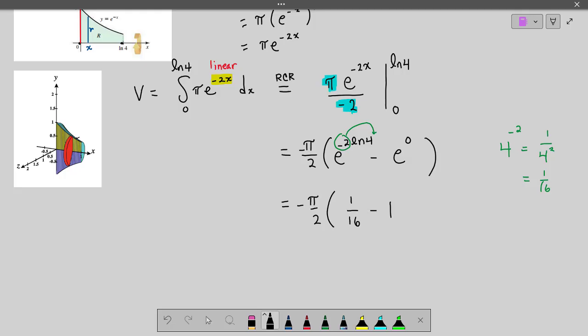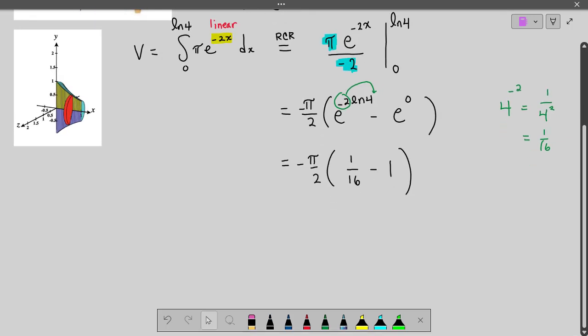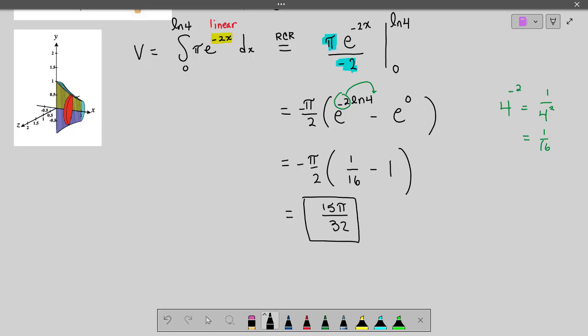minus 1. We will think of the 1 as 16 over 16. So we end up with negative 15 over 16 here. And then we're going to multiply it by what's in front. And the negatives will cancel, and we'll end up with 15 pi over 32.